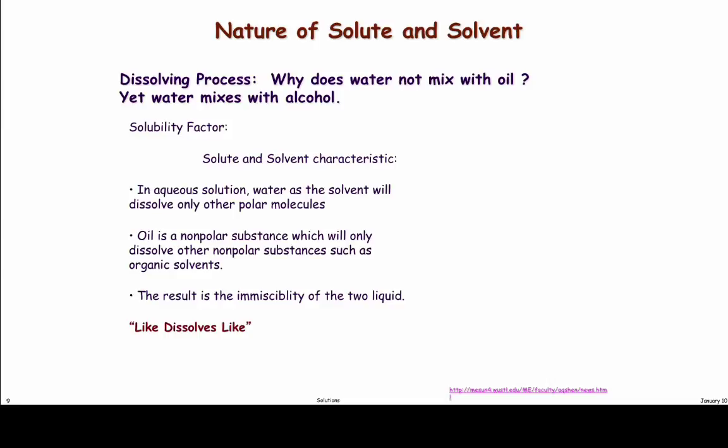So what is involved in the dissolving process? Why do certain substances dissolve in each other and other substances do not? Well, let's take a look at the solubility factor. So the characteristics of the solute and the solvent are important. In an aqueous solution, water is a solvent, as I told you earlier, and it generally will dissolve polar molecules. Polar molecules are molecules that have positive and negative ends. And the reason why polar molecules will dissolve is because water is also polar.